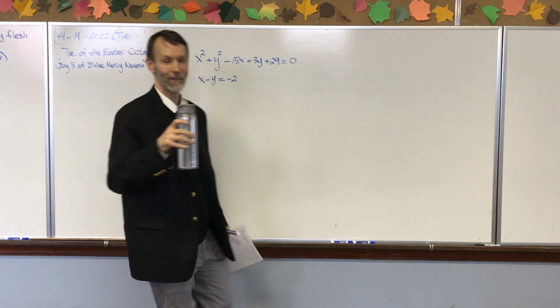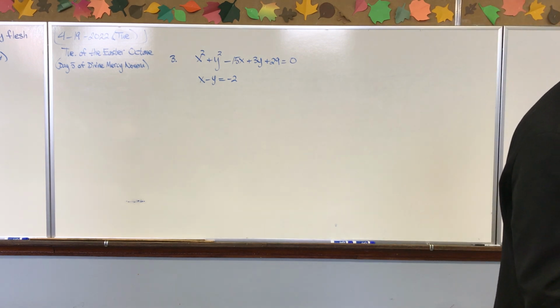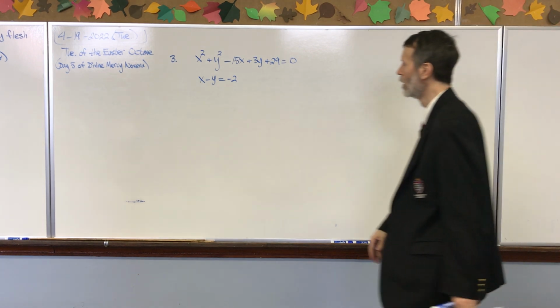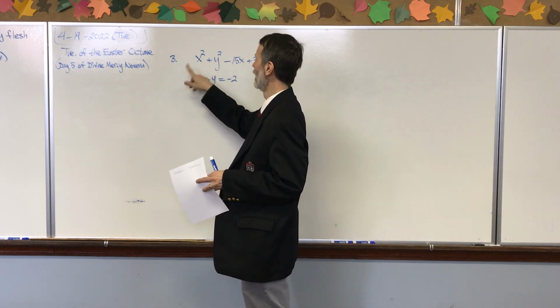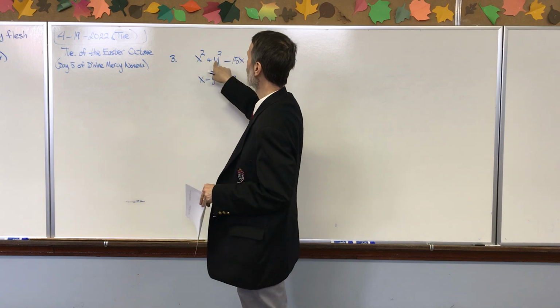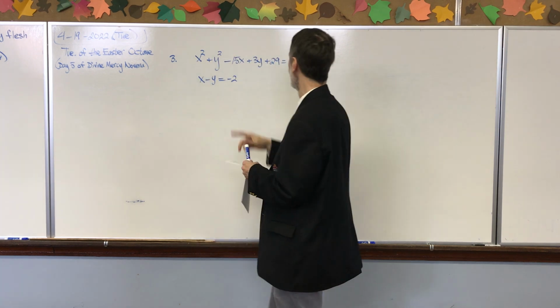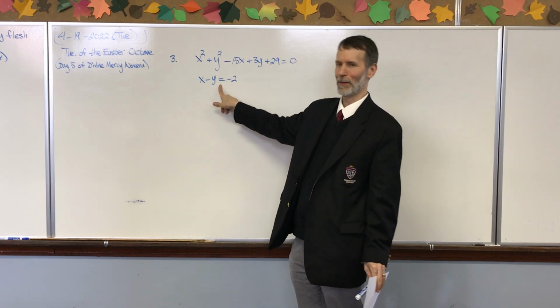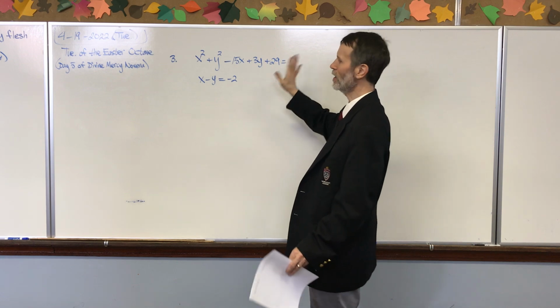Yeah, that's a circle. Why do you say that? Because they're added, and they have the same coefficient. Okay, same coefficient, and they're both squared, correct. If they both have the same coefficient and they're both squared, that has to be a circle. What shape is this? Yeah, that's a line. So it's a circle and a line.